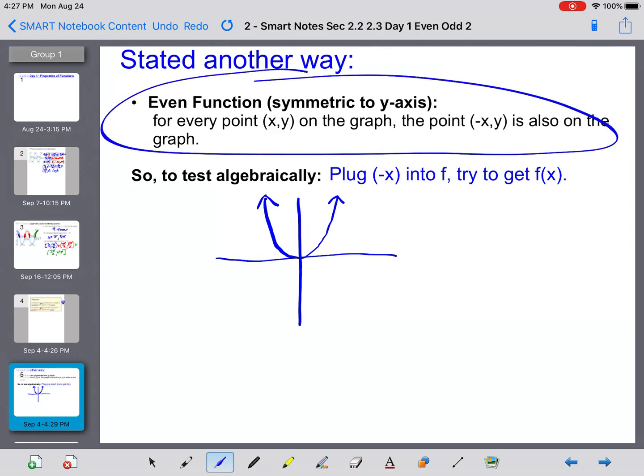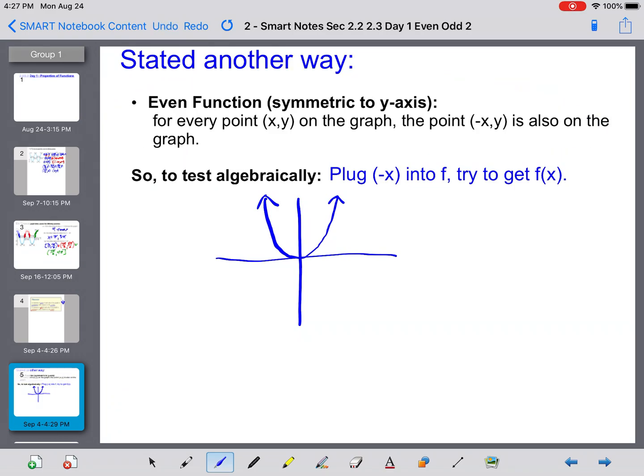Here's another way to think about an even function. For every point x, y in the graph, so let's mark a point here. Let's say this point is x, comma, y. Okay, there is a point negative x, comma, y that is also on the graph. So the difference between these 2 points, they have the same y value. The only difference is one has a positive x, one has a negative x. So basically, these 2 x values would have to be at the very same height, negative x, comma, y. Okay? Now, that's a generic point.